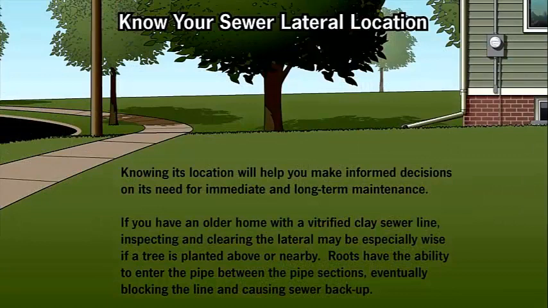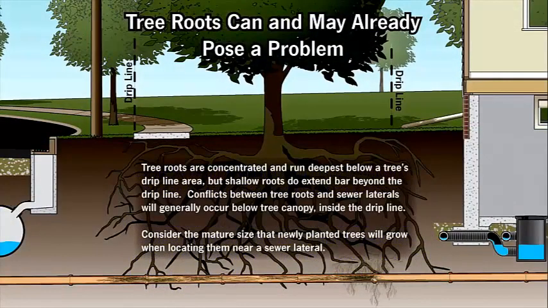Whether you've lived in your home for many years or recently purchased it, be sure to find out where your sewer lateral runs between your house and the street. If you have an older home with a vitrified clay sewer line, inspecting and clearing the line may be especially wise if a tree is planted above or nearby. Roots have the ability to enter the pipe between pipe sections, eventually blocking the line and causing a sewer backup.